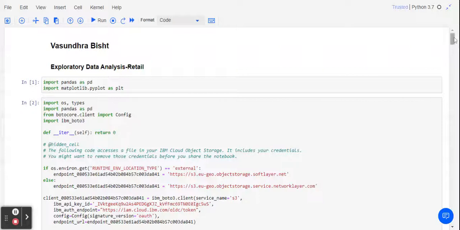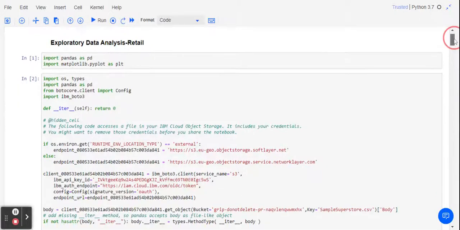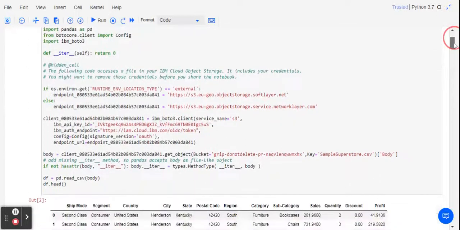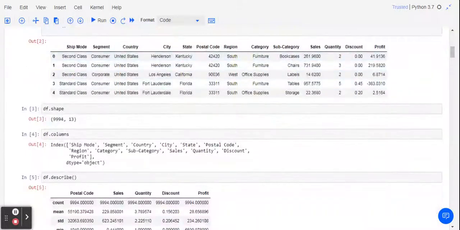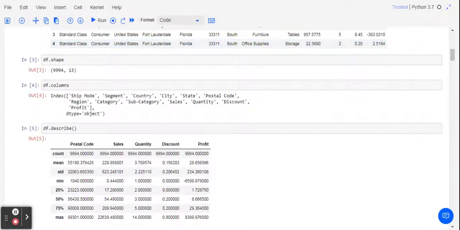Hi everyone, this is the third task called Exploratory Data Analysis, and the dataset provided to us is that of a sample superstore which has its outlets throughout the United States. We begin by importing various libraries and importing the dataset as a pandas data frame, and then we try to find out some details about this data frame like its shape and all its columns.